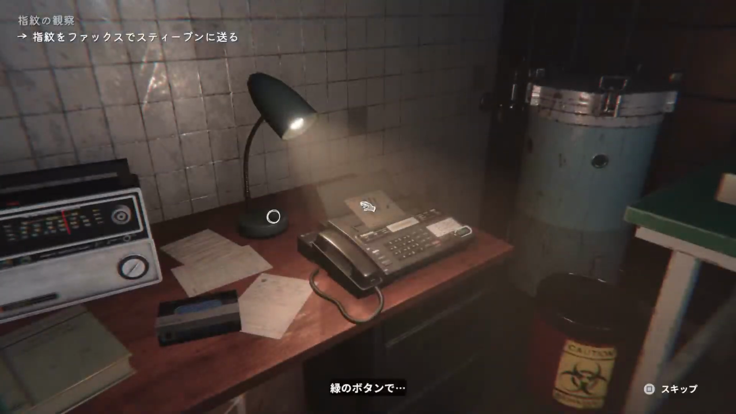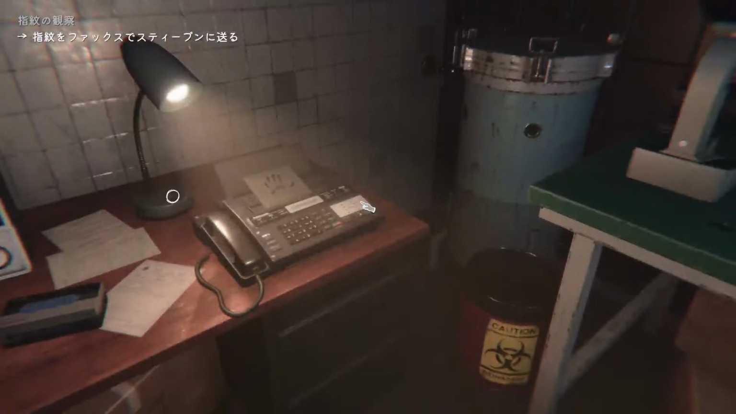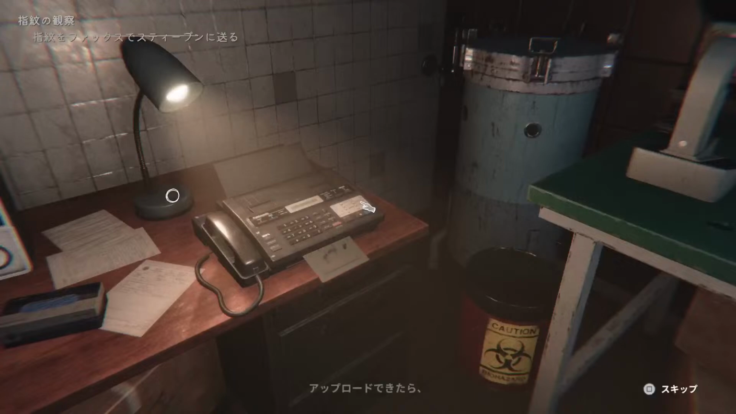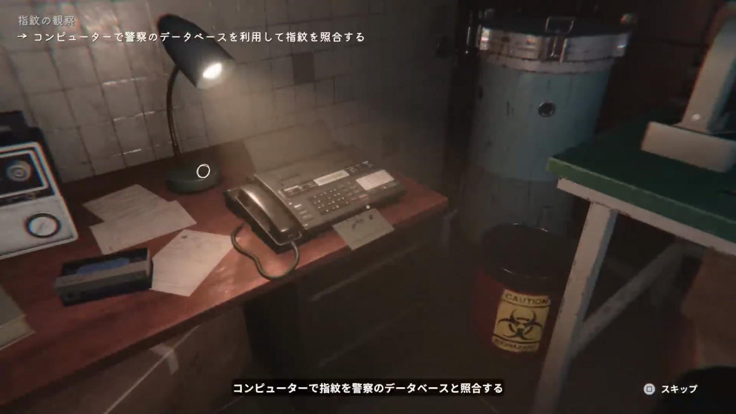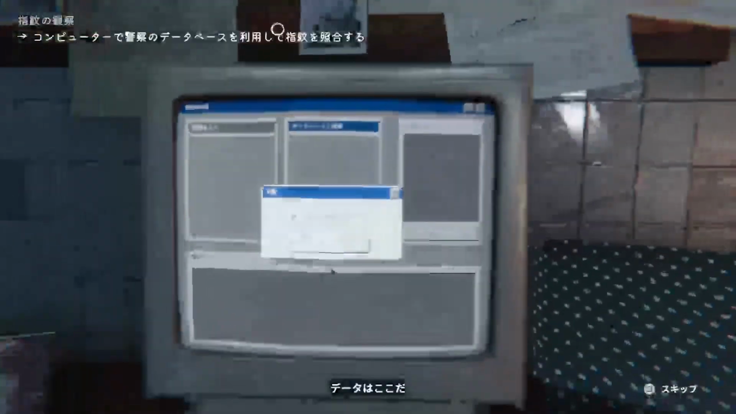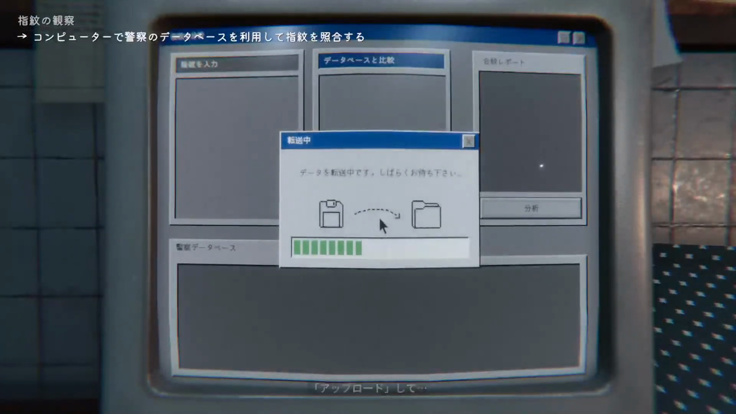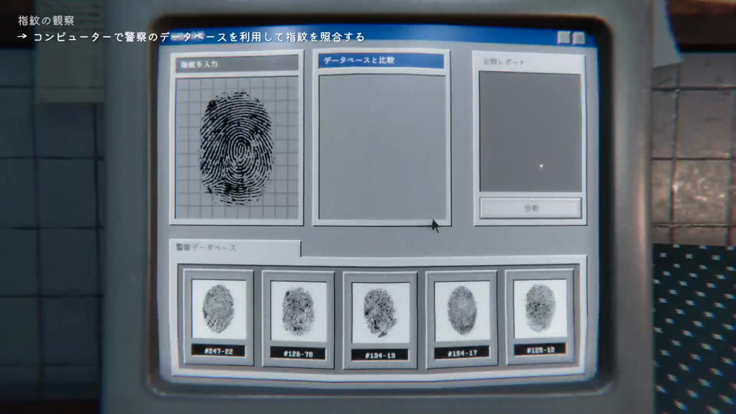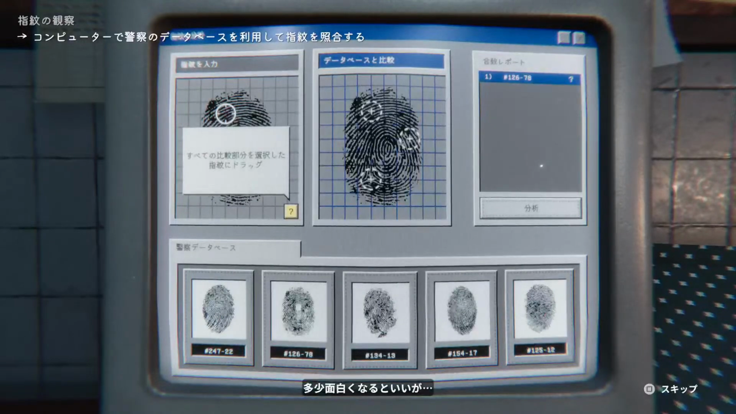Green button, and... Once the data uploads, I'll run the prints against the police database on the computer. Great. The data is there. Click Upload. Now, go through the database and find a matching print. Expect possible hours of fun.